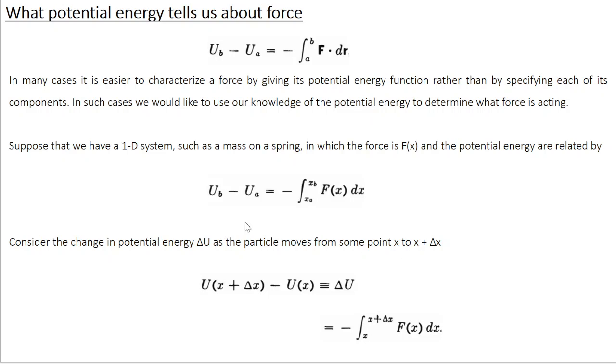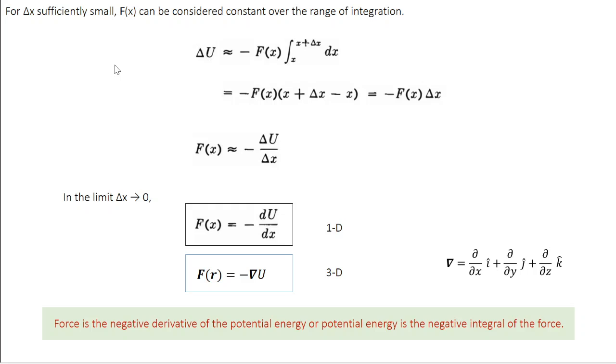For this motion, I can write delta U, the change in potential energy, as U of x plus delta x minus U of x, which is equal to minus integral x to x plus delta x f of x dx. Now let's invoke a trick which we use in most of our derivations. For sufficiently small delta x, I can assume that the force is constant over the range of integration. So in that way, I can take f of x outside this integral.